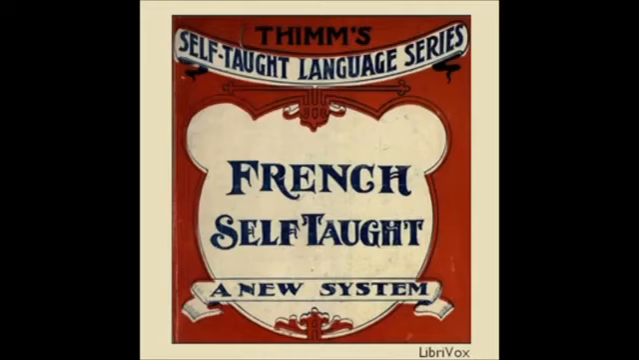Pluperfect. That I might have been, que j'eusse été; that thou mightst have been, que tu eusses été; that he might have been, qu'il eût été; that we might have been, que nous eussions été; that you might have been, que vous eussiez été; that they might have been, qu'ils eussent été.